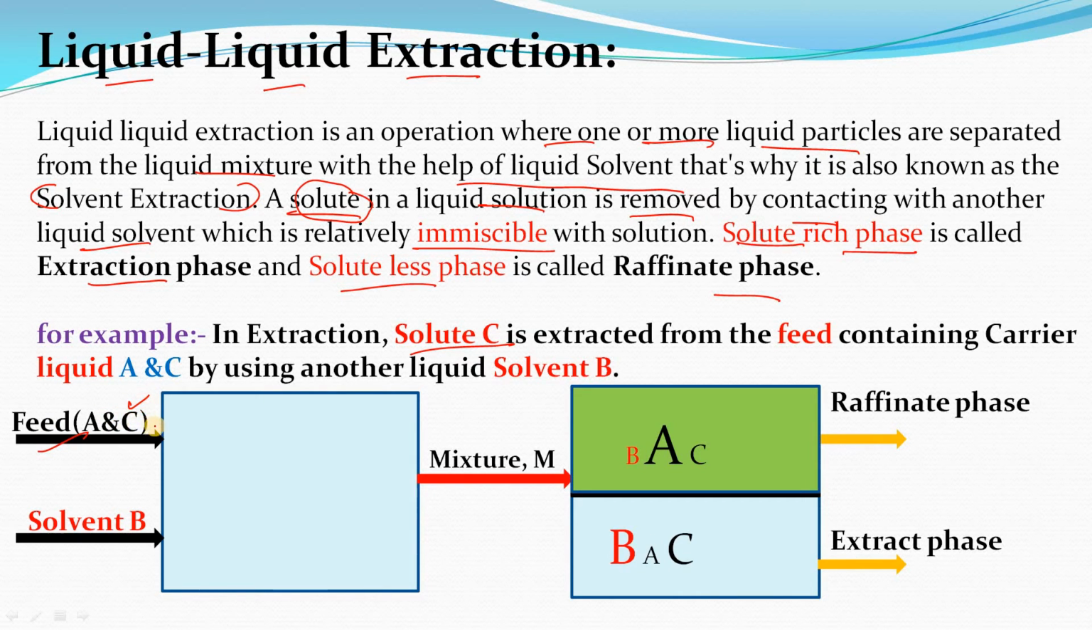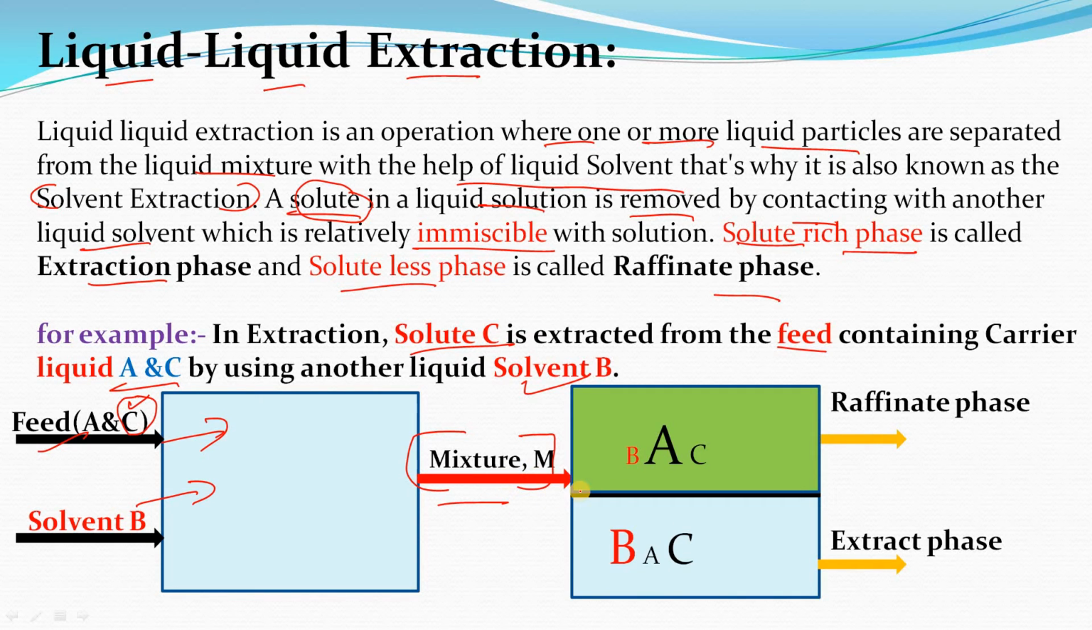Okay, and C is desirable, which means we have to extract C. C is extracted from the feed containing carrier liquid A and C by using another liquid solvent B. So what we are doing here, this is our column where a feed is going into this and the solvent is going into here. So what we get is a mixture, M.